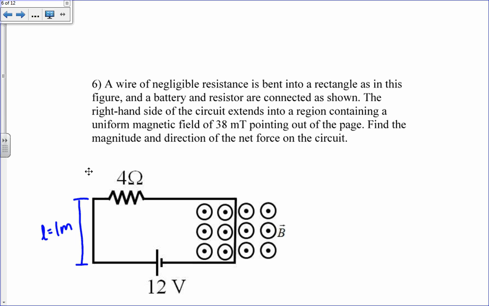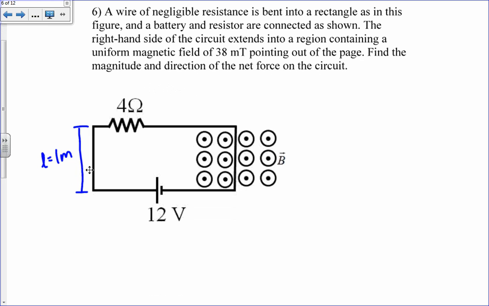So I have a 1 meter length of wire that is going through this magnetic field. It has a certain current through it. I just want to calculate the magnitude and the direction of the force on the circuit. This is the concept behind an electric motor. I have a wire in a magnetic field. I put a current through that wire, and it's going to experience some force, which will cause it to spin.